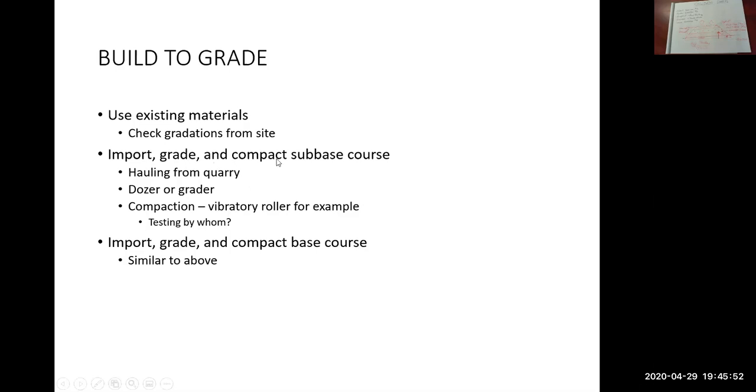So we're importing gravels, so you need to compact those gravels. We're compacting the sub-base first. Gravel gets hauled from a quarry somewhere, hauled to site in truck and transfers typically. The trucks dump it on the ground. Then you need to spread that gravel. Different companies use different methods, whether it's a dozer or a grader. Once it's spread out, it's then compacted, with a vibratory roller being the most common.